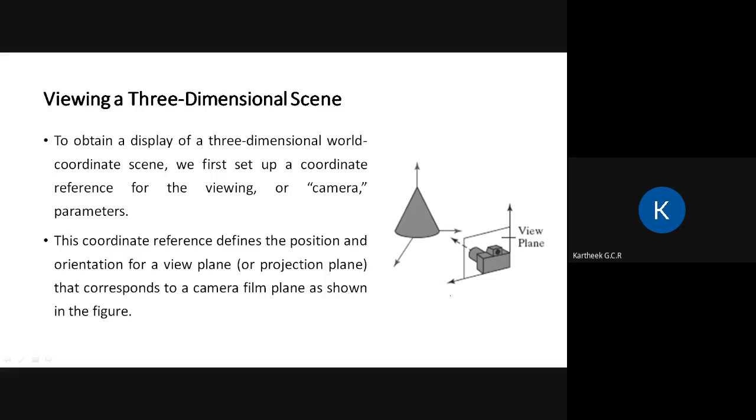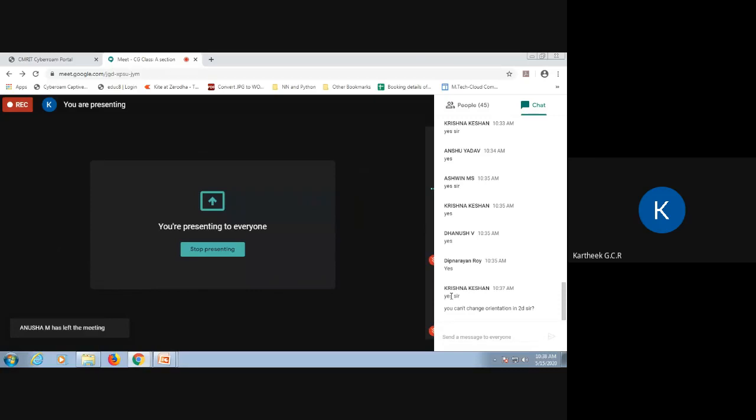So that being said, you can't change the orientation in 2D. See, basically, we are considering a fixed viewer in 2D, right? We don't have a viewer in 2D. 2D is basically you have a plane on which you form the image and that image is rendered on the screen. Did you get it, Krishna? Changing the orientation is you model your object like that.